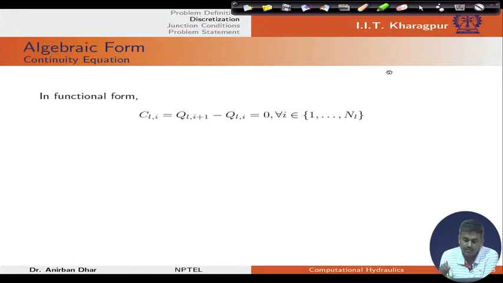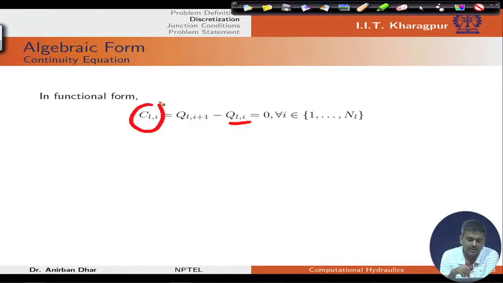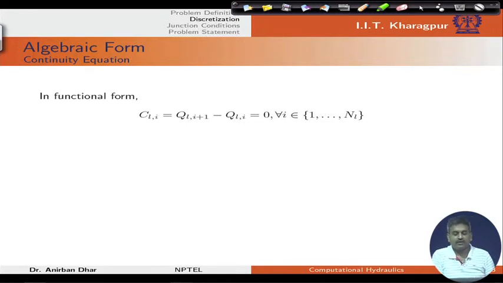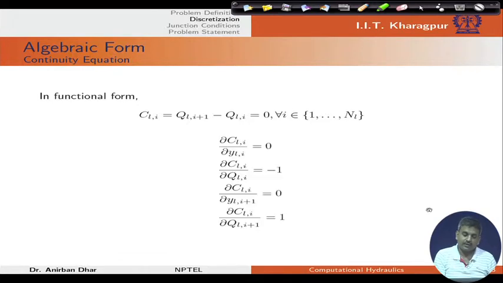In functional form, I can just transfer this value to the left hand side. I can write this continuity equation, C L I, and this is valid for 1 to NL number of segments. Now, again we can use the Newton-Raphson method, and for the Newton-Raphson method, although this equation is linear, we need to calculate the coefficients or elements of our Jacobian matrix.